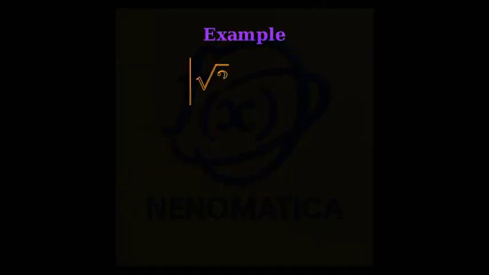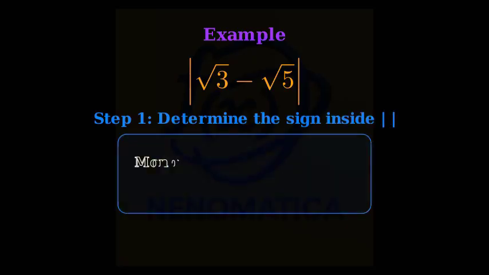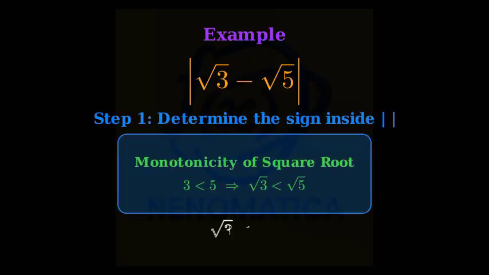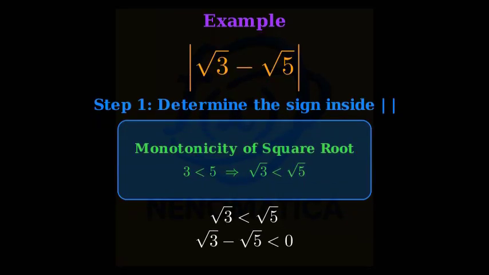In this example, we will simplify the absolute value of the difference of 2 square roots, exactly following the definition of absolute value and a careful sign analysis. Step 1. Determine the sign of the expression inside the absolute value. The square root function is increasing, so if 3 is less than 5, then the square root of 3 is less than the square root of 5. That means the quantity square root of 3 minus square root of 5 is negative.